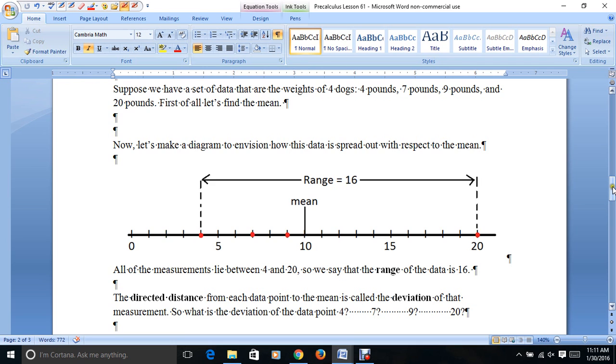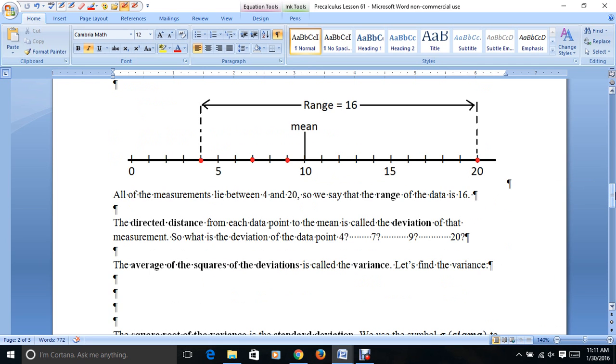So also the range of the data is from the lowest data point to the highest data point, the difference between those two things. But anyway, the deviations are just the directed distance from the mean to each data point, each thing in the list. So the deviation for 4 is -6 because it's 6 to the left of 10, which is the mean. The deviation for 7 is -3, for 9 is -1, and for 20 it's +10 because it's 10 to the right of the mean.